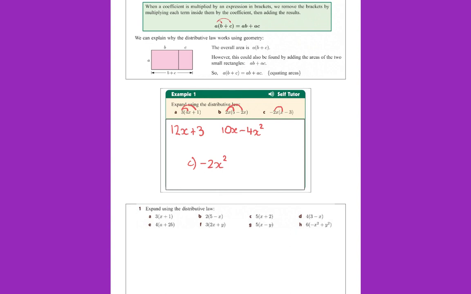Pencil on the negative 2x times by negative 3. So we've got two negatives going to make a positive. 2 times 3 is 6. So negative 2x squared plus 6x. And that's all there is to it. Have a go at the questions in the box. Check your answer on the next slide.